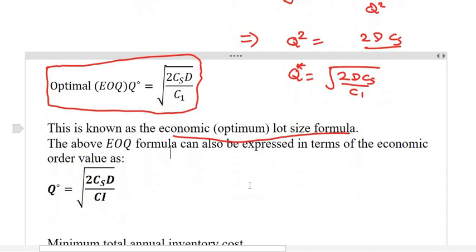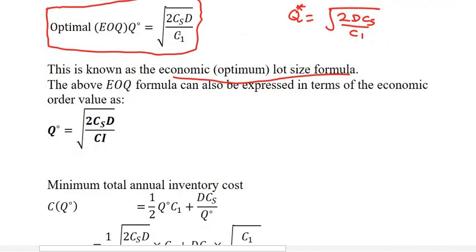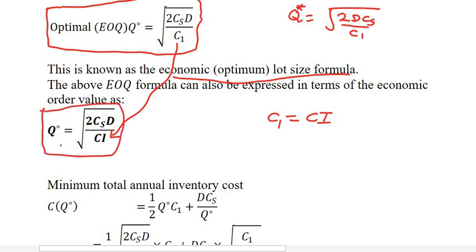The above formula can also be written using the inventory carrying cost percentage instead of C1. The C1 can be written in the form of the inventory carrying cost percentage, so we can replace C1 with C times I. This is the economic order quantity level, but we need the minimum total annual inventory cost.